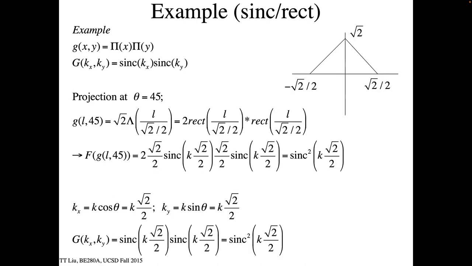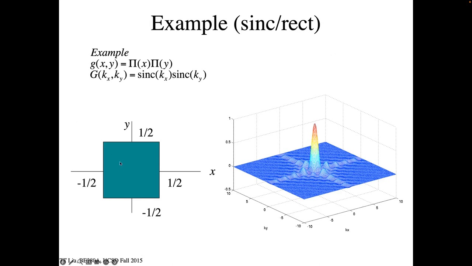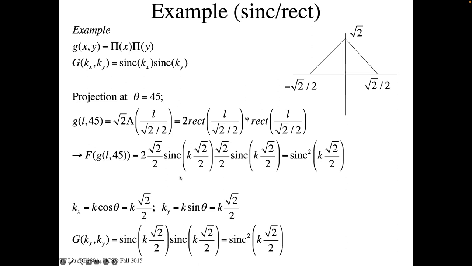If you want to go even further, you can take a projection at 45 degrees through the square, or the 2D rect, and show that the 45 degree projection through this thing, that integral now is not as trivial. It's not a rect function anymore. It's actually a triangle function. You can show that that is a 45 degree sample through this function. We're not going to do this algebra in class, but you can work through it if you want.